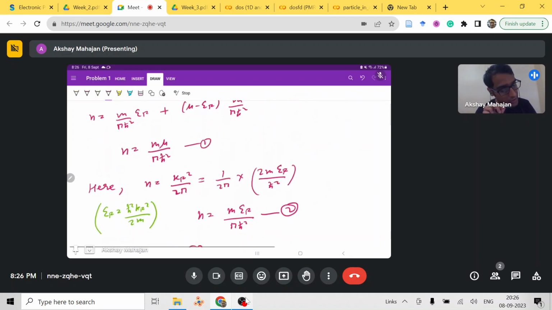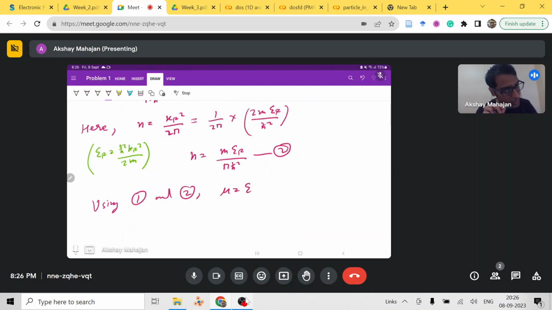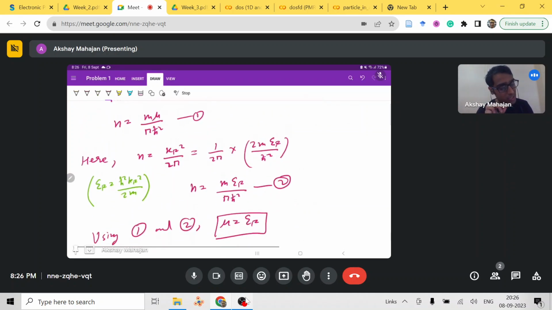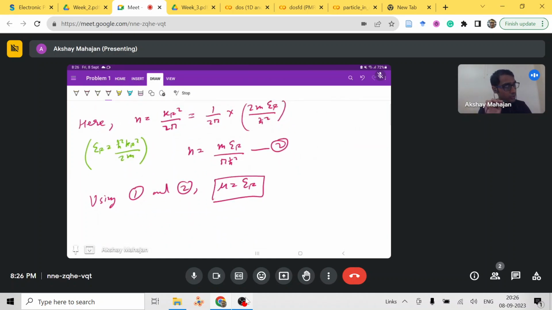what we can see is that nu is equal to epsilon f. Alright, you can just check. This m nu upon pi h phi square and m epsilon f upon pi h phi square, both values are the same, so mu should be equal to epsilon of f.